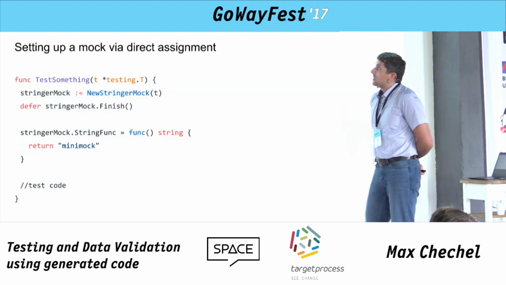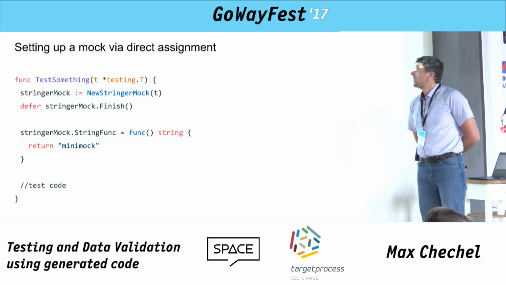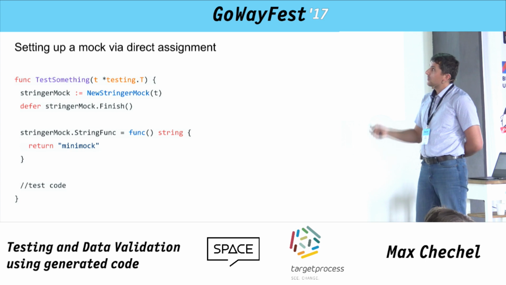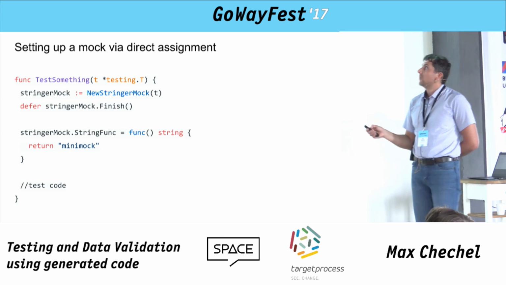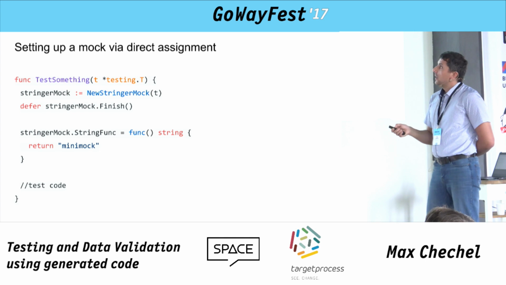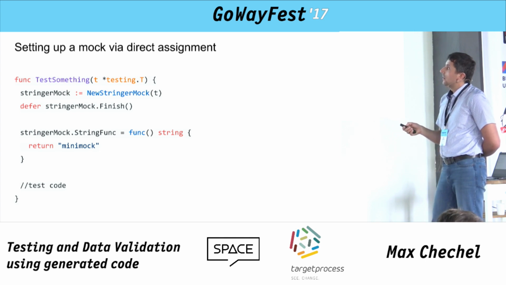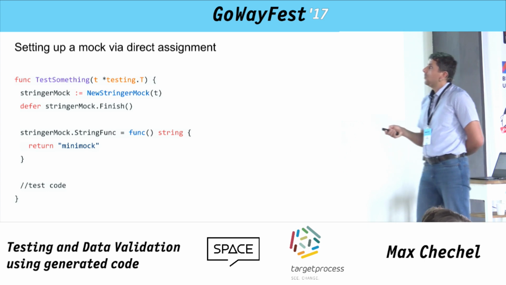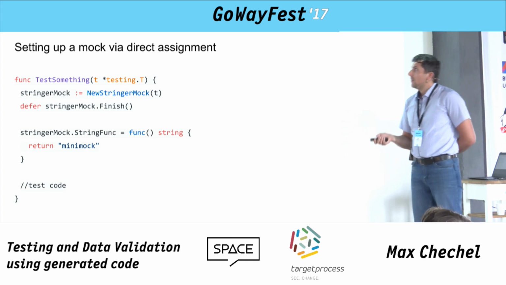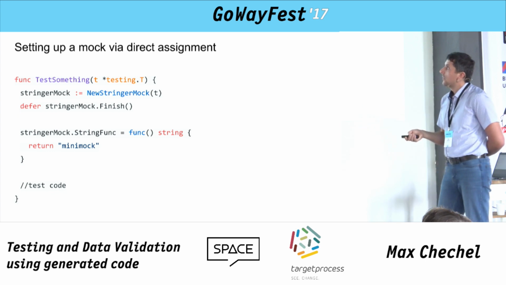There are several ways to set up mocks with Minimock. One of the simplest ways is just by doing direct assignment. So here you can see that we initialize the mock, and we basically assign a closure to the StringFunc property. And in this case, our string mock will return "minimock" string.